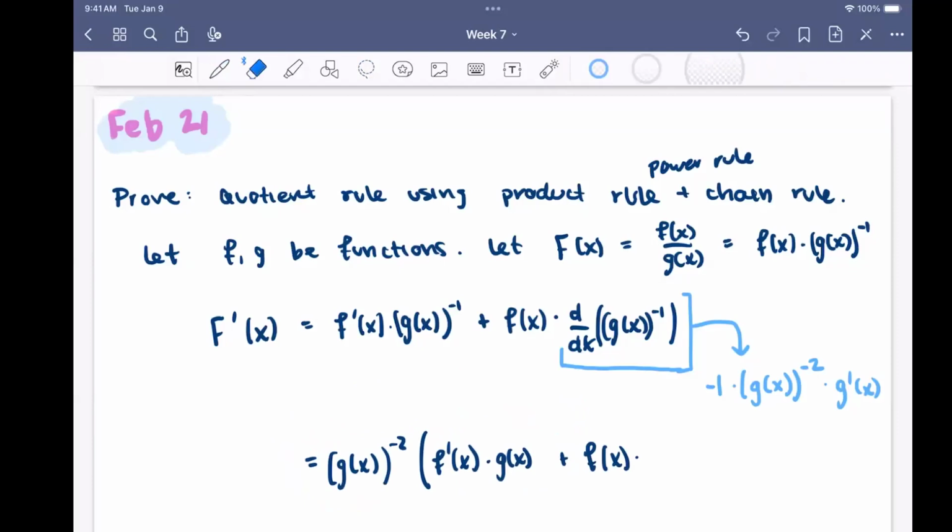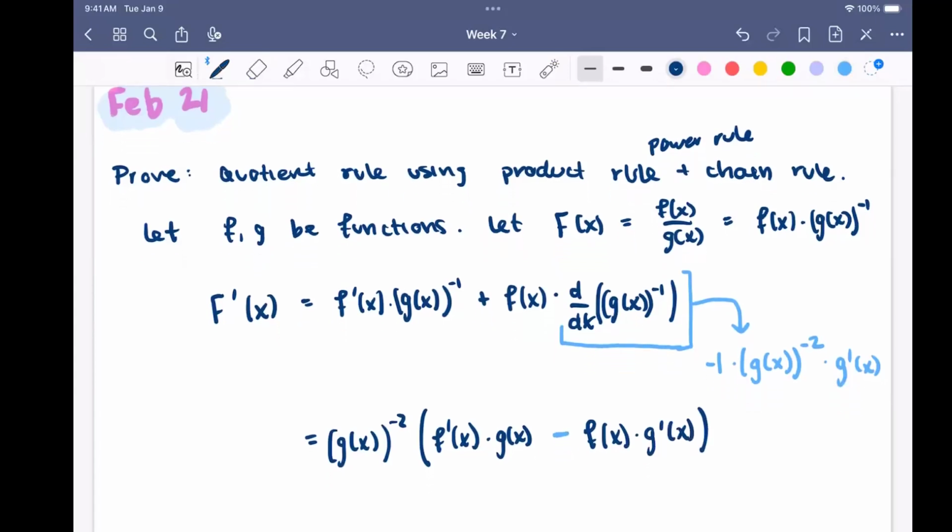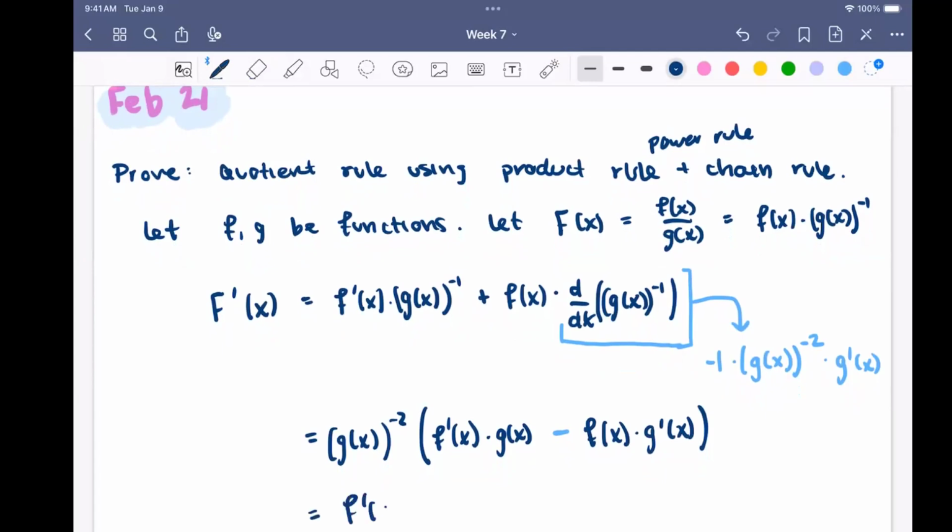Okay, so we have f of x times minus 1 times g of x to the minus 2, which we're pulling out over here, times g prime of x. So the minus 1 is going to change this plus to a minus, and then we have g prime of x. And this is the quotient rule: f prime of x times g of x minus f of x g prime of x, all over g of x squared.